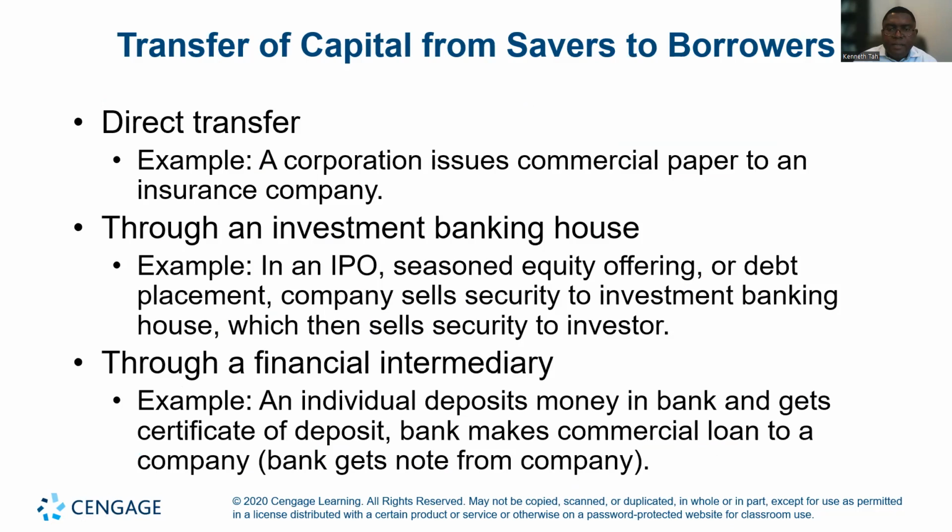An example of a direct transfer: a corporation issues commercial paper to an insurance company. So the insurance company is dealing directly with the corporation, direct transfer. An example of an investment banking house, which is capital allocation through an investment bank, is an IPO or a seasoned equity offering or a debt placement. So the company sells security to the investment bank, and then the investment bank in turn sells the security to investors. So there's an exchange of money, but that exchange is going through an investment bank.